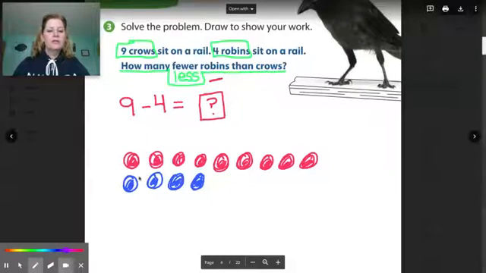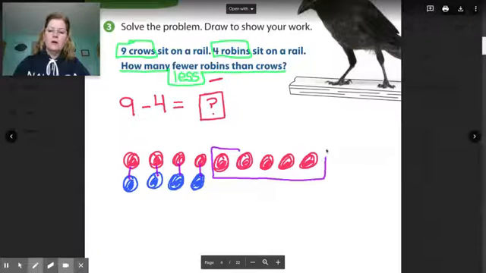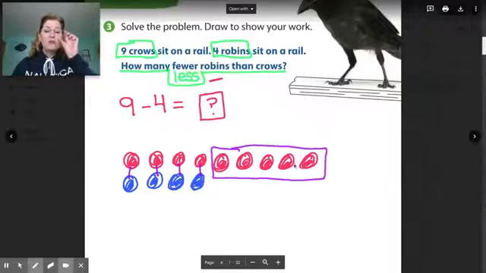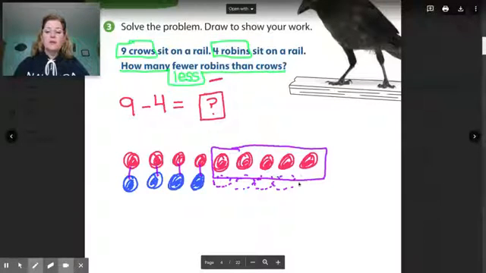All right, so now I'm going to match them up. Let me find a purple and I'm going to give them pairs. And then I'm going to circle all of the crows that don't have robins to go with them. Let's count how many there are. 1, 2, 3, 4, 5. There are 5 robins that are missing. There are 5 fewer robins. We would have to have 5 more robins here to match them up with the crows to make it equal. So 9 minus 4 is 5.